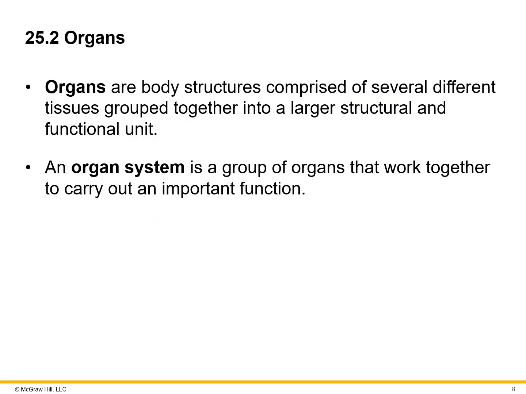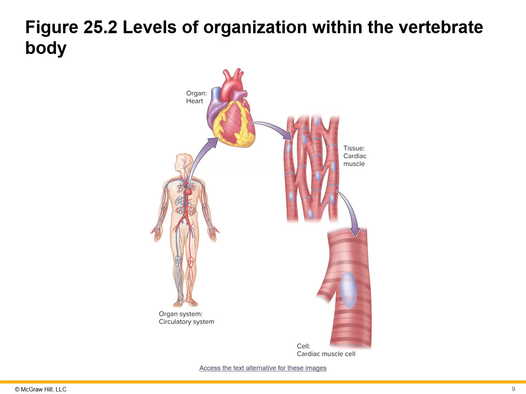Then our organs. Organs are just a group of tissues that are grouped together into a larger, but again, functional unit. So a bunch of different tissues, so muscle tissue, nervous tissue, working together to produce some function. And then an organ system would be a group of organs then working together again to carry out a function. So our digestive system comprises our liver, our small intestine, large intestine, all of that makes up an organ system.